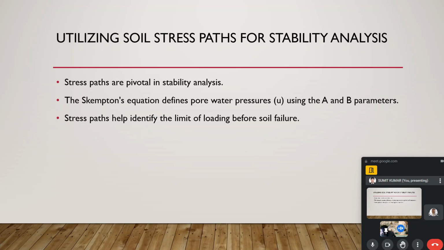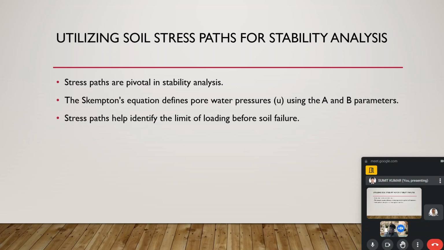So when we talk about utilizing the soil stress path for stability analysis, the stress paths are pivotal. The Skempton equation defines the pore water pressure using A and B. How are we defining them? We have defined the B parameter as the change in pore water pressure by the change in delta sigma 3. Basically, in the confining stage, what is the change in the pore water pressure? Similarly, A bar is the change in the pore water pressure by the change in the deviatoric stress. When we combine those two terms, we get a relation, with the help of which we can state the total change in the pore water pressure.